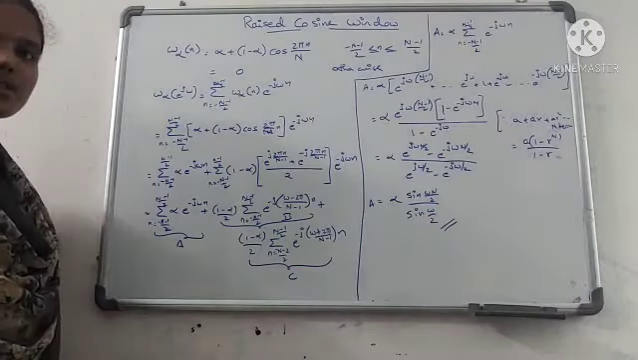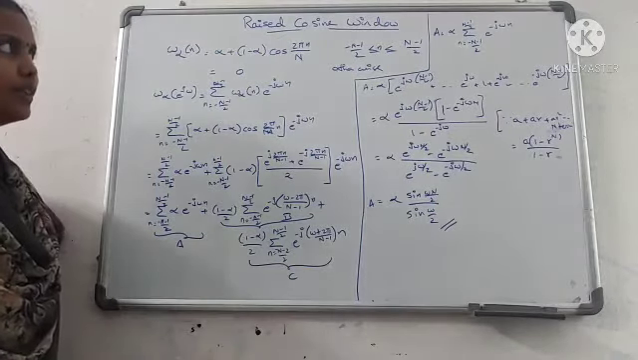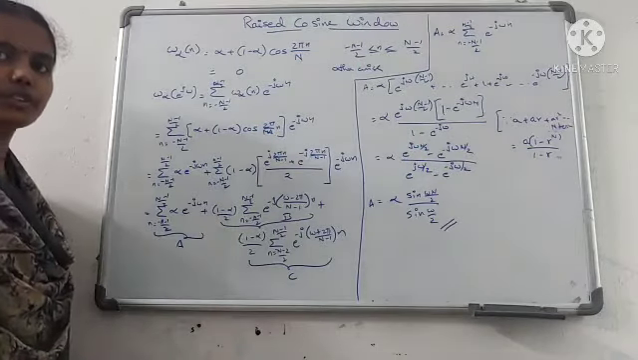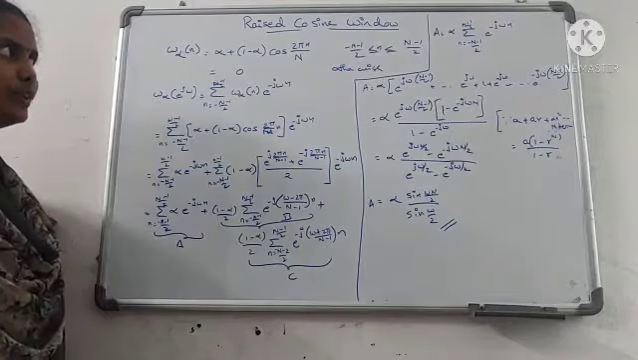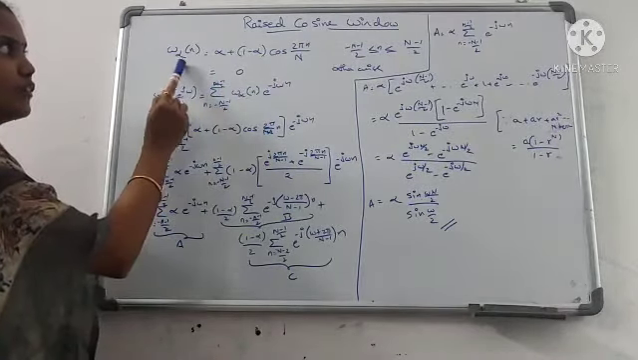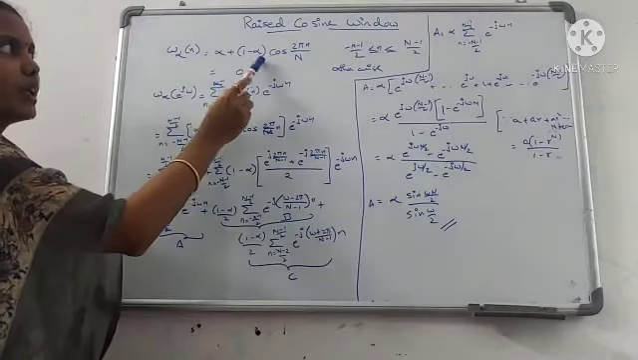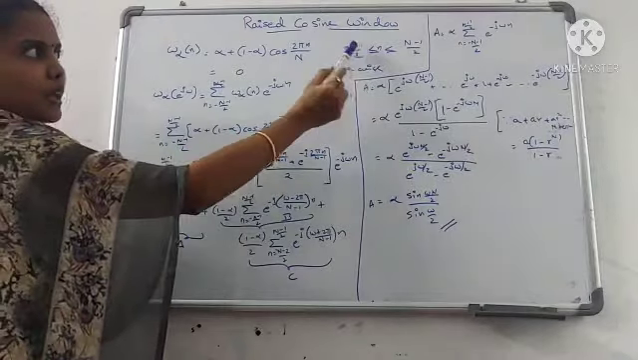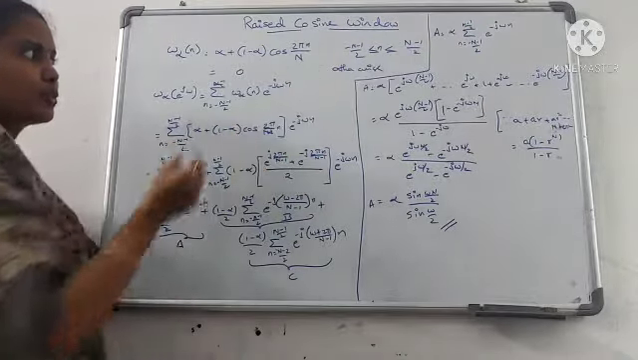Next is the raised cosine window, the next windowing technique. This raised cosine window multiplies the Fourier series coefficient with respect to unity. So here the raised cosine window is given as W_alpha of n equal to alpha plus (1 minus alpha) cos 2 pi n by N. Here n is in between the limits minus (N minus 1) by 2 to (N minus 1) by 2.